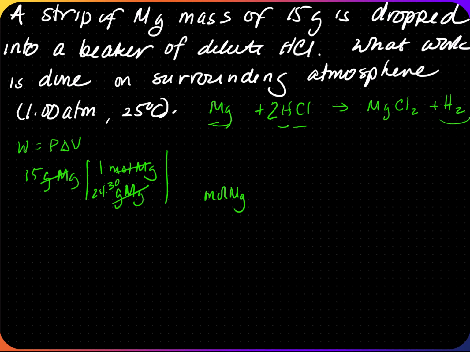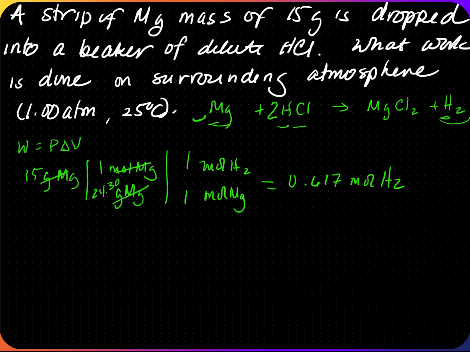This is the mole ratio. This is the only time we can change from one element or compound to a different one. So in the balanced equation, there is a coefficient of 1 in front of Mg and a coefficient of 1 in front of H2. So the mole ratio is 1 mole of H2 over 1 mole of Mg. Multiply the top, multiply the bottom, and divide, which equals 0.617 moles of H2.